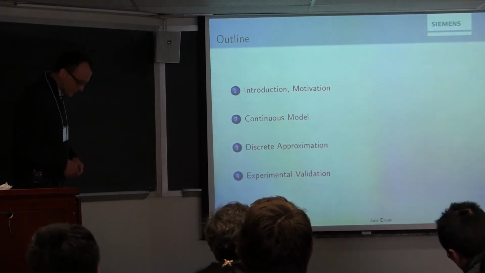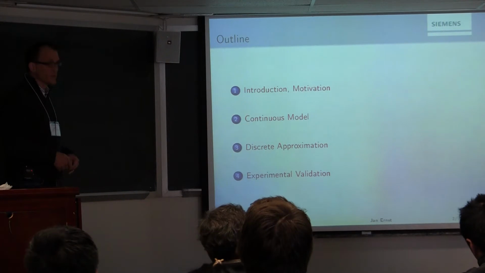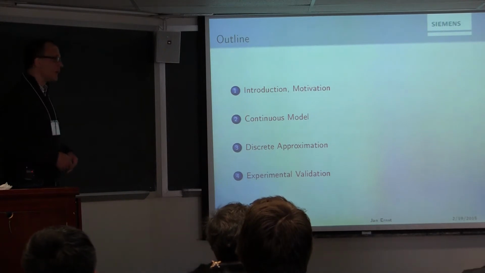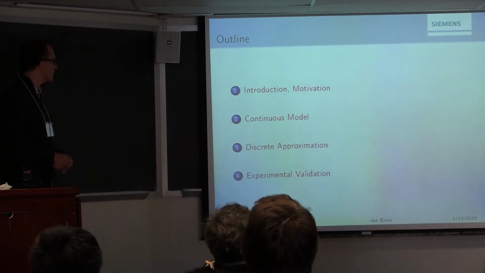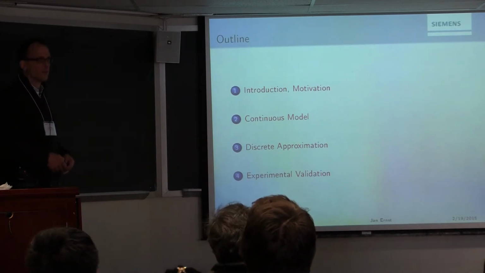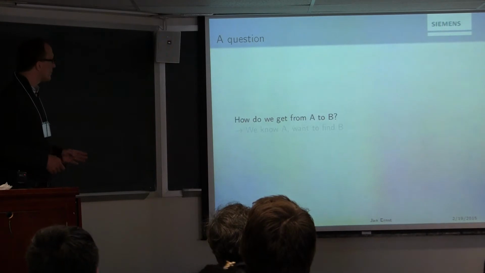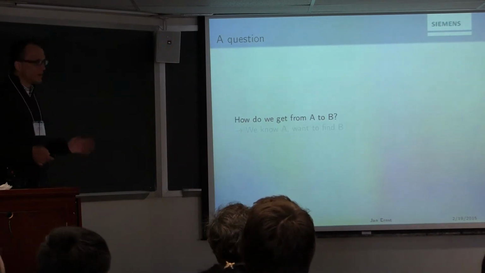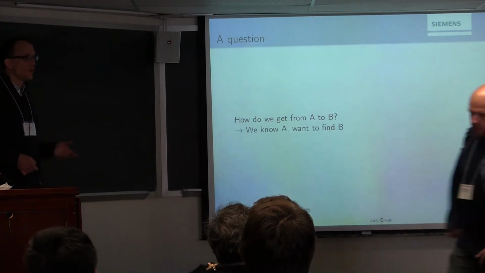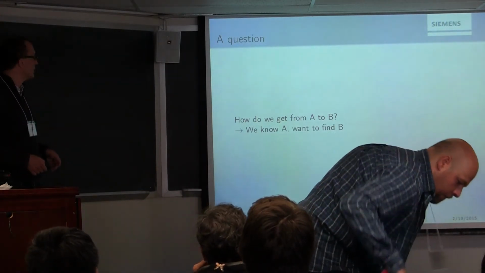I'm first going to introduce a continuous model of this construction scheme, and then I'm going to show discrete approximations and some examples of applications for this. So we start with a simple question. How do we get from A to B? Sounds simple, but it may not be. More precisely, we know A, and we would like to find B.